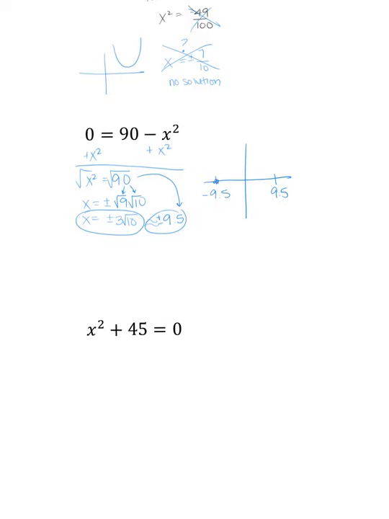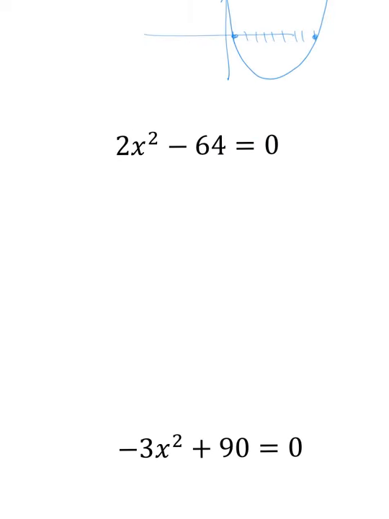Notice that this parabola would be opening down because the a value on our x squared is negative. On this example, I would start by adding 64 to both sides to get my x squared term alone. 2x squared would equal 64. Divide both sides by 2. X squared would equal 32.